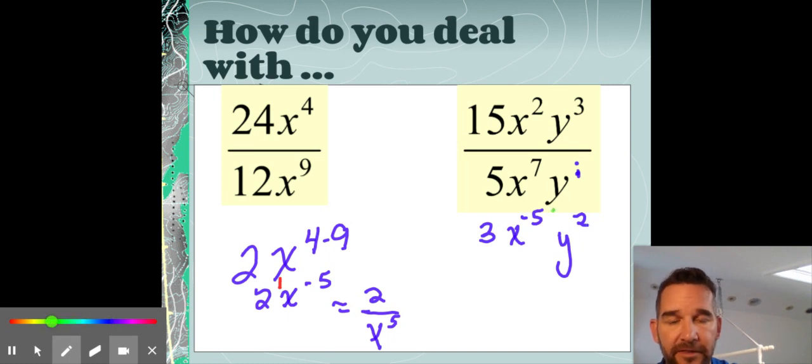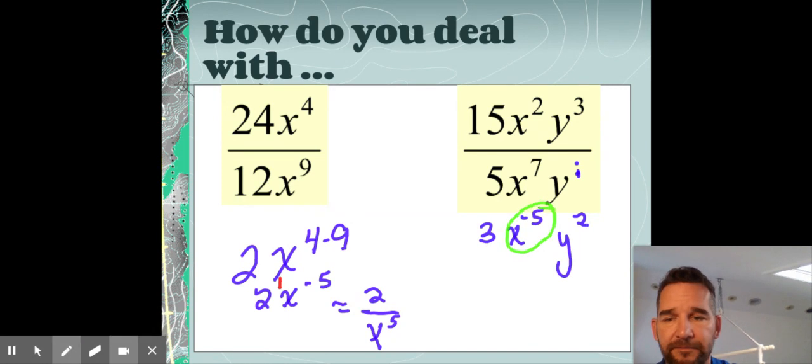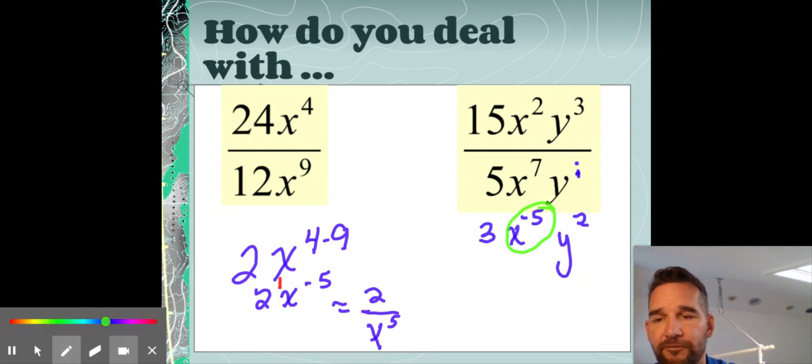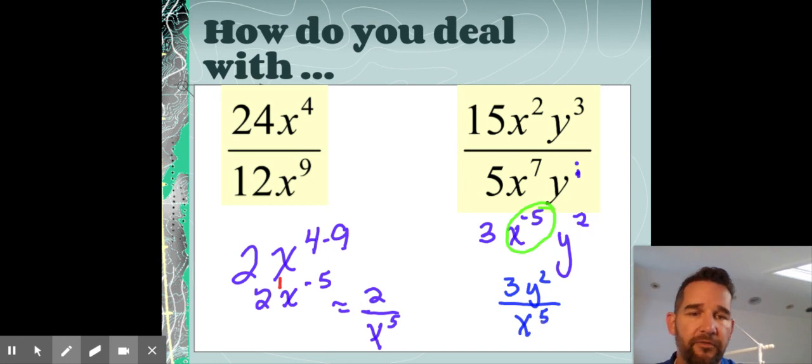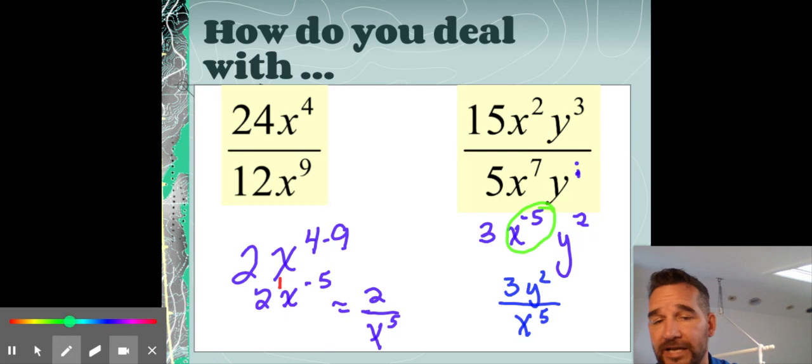simplify that. This is the part with the negative exponent. So the other stuff will stay on top. So 3y squared will stay in the numerator. And we'll move the x to the negative 5th to the bottom, but it will become positive. So 3y squared divided by x to the 5th. It's that simple.